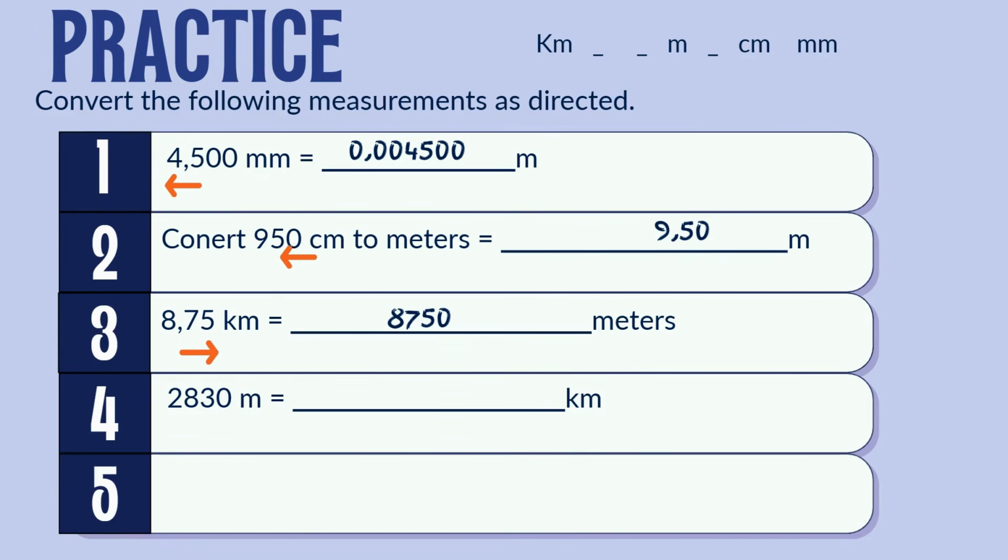Number 4, 2,850 meters converted to kilometers. We are jumping from meters to kilometers, meaning from the right to the left. Remember, if there's no comma, the comma hides behind the last number. From meters to kilometers, we jump 1, 2, 3 times. So your comma jumps 3 times. It ends in between the 2 and the 8, 2,850 kilometers.